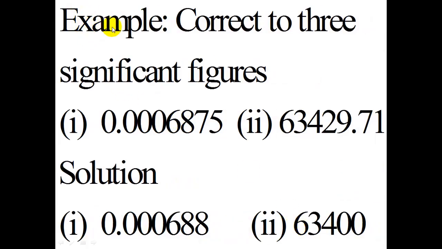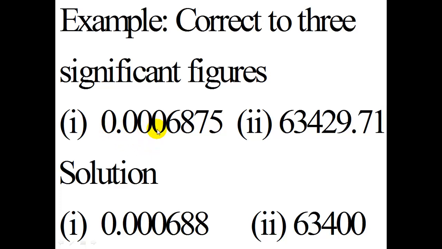Now let's take a look at these examples. Correct to 3 significant figures. I, we have 0.0006875. II, 63429.71. Now solution. I, we are given 0.0006875 to correct to 3 significant figures.